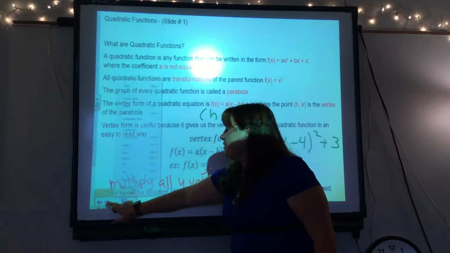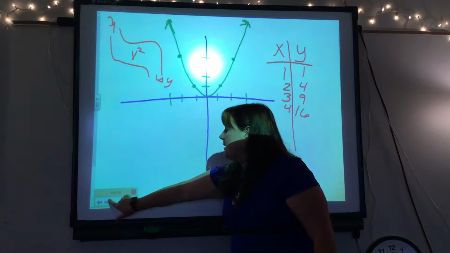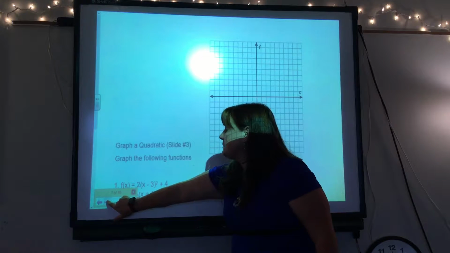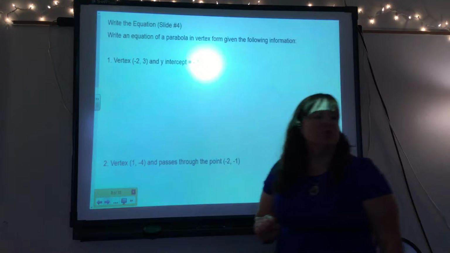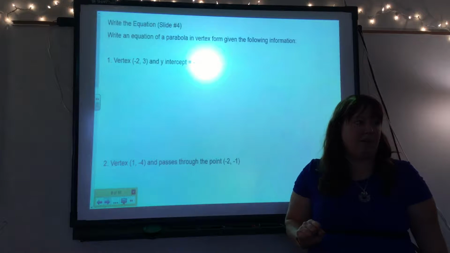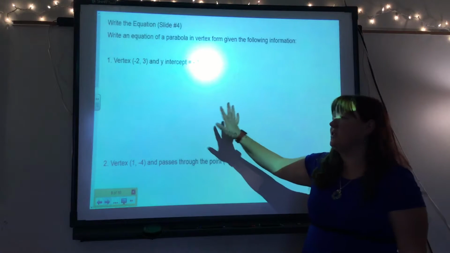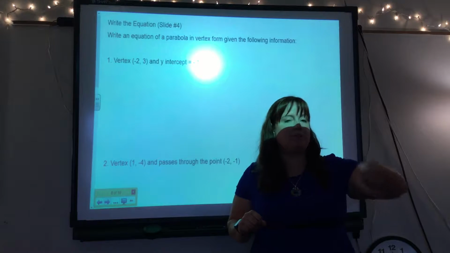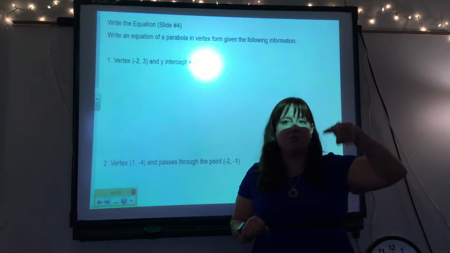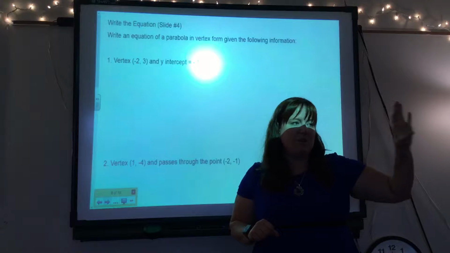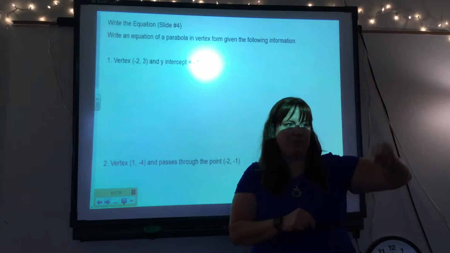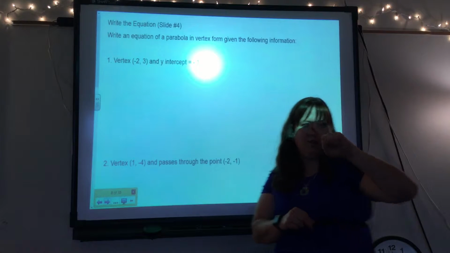But let's see if we can write the equation of a parabola. So we're going to write the equation of a parabola from information that we have. Remember, it's a quadratic. So anything that's in the form ax squared plus bx plus c gives us that little U shape.